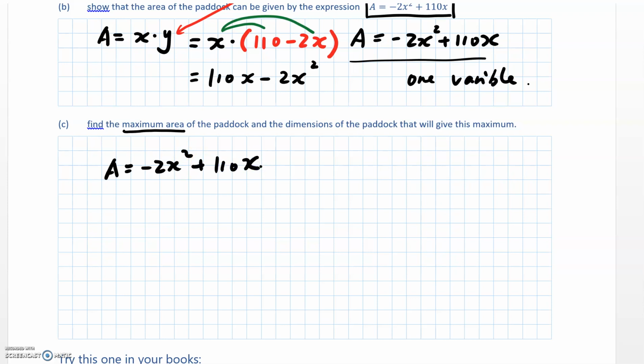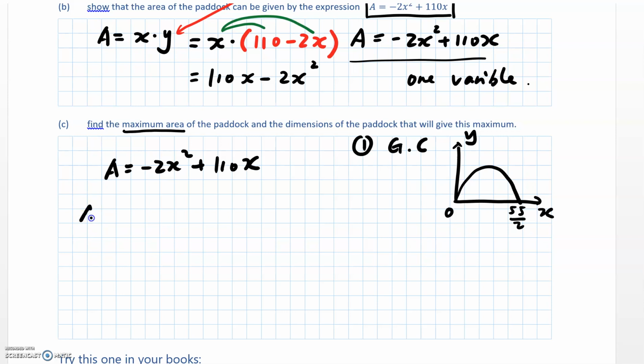Method 1 is using a graphic calculator, according to my video yesterday. You should be able to use the graphic calculator to plot it. The graph should look something like this. That's your y, that's your x. It's going to pass through the origin, and the other root is going to be at 55. But I'm also going to show you how to do it algebraically, because I believe doing things algebraically is very good for you. So let's do that.